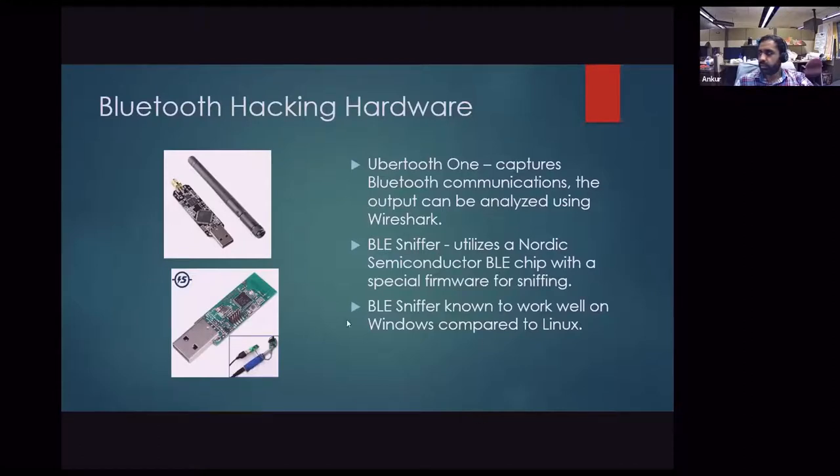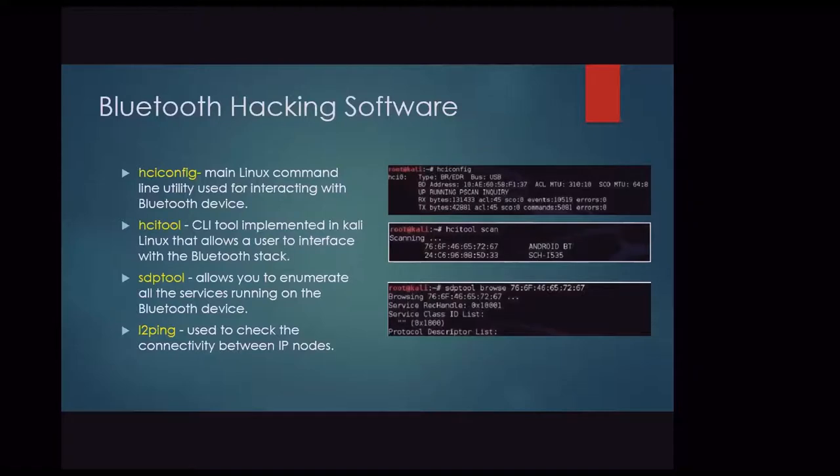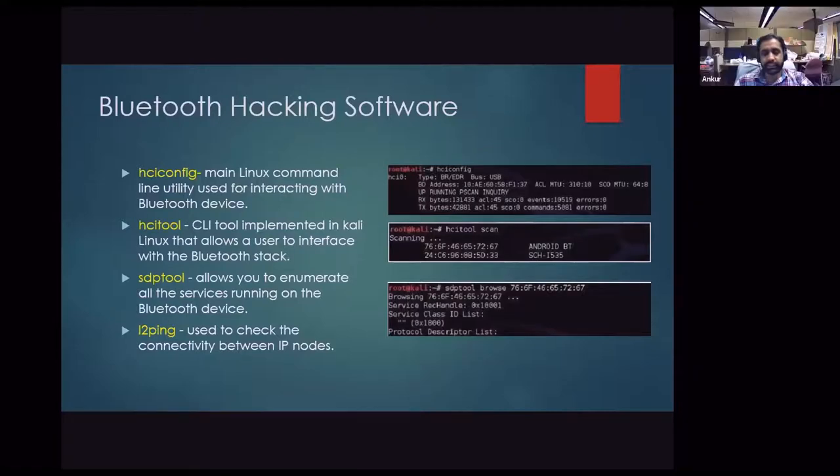So from the software perspective, what we need is some software tools. hciconfig is a command line utility present on Linux, which tells us what different Bluetooth devices are operating. Similarly, hcitool can be used for scanning these Bluetooth devices. If you want to check the connectivity, you can use l2ping. And similarly, sdptool is one other software package that you can use when playing with Bluetooth.